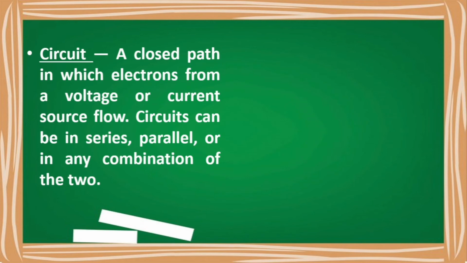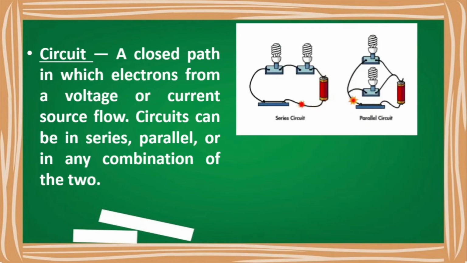So this is a circuit. A circuit is nothing but a closed path in which electrons from a voltage or current source flow, and the circuit can be in series or in parallel or any combination of the two. Here you find the series circuit and here you find the parallel circuit. Series is when the circuit elements are connected back to back. And in a parallel circuit, these are connected across.